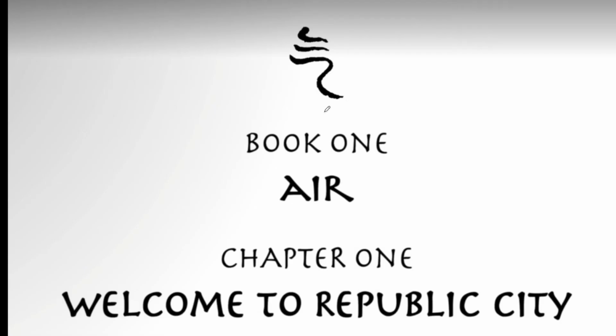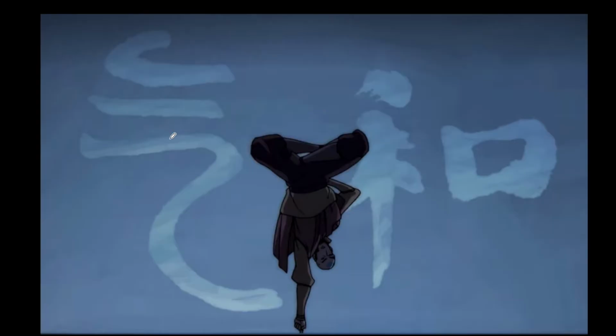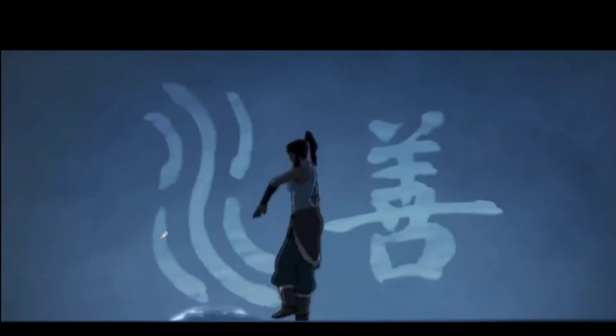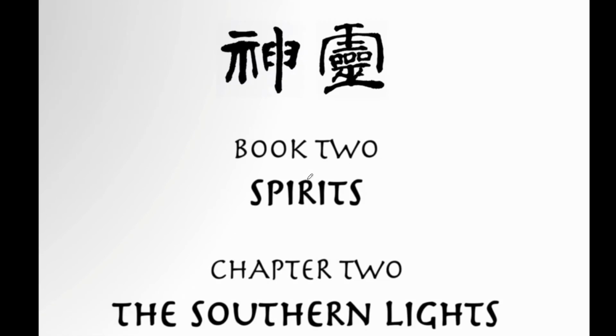Moving on to the titles for the 4 different books in the show. Book 1 is called Air, and I hope you recognize this character from here because it's the exact same character. It means air. And then moving on to book 2, we have Sunling.